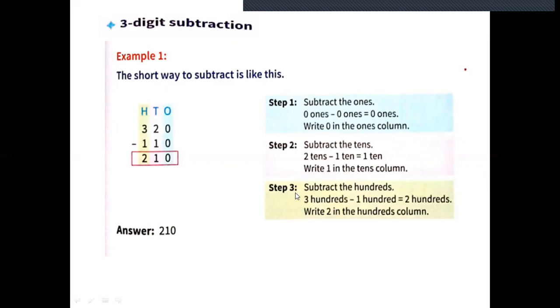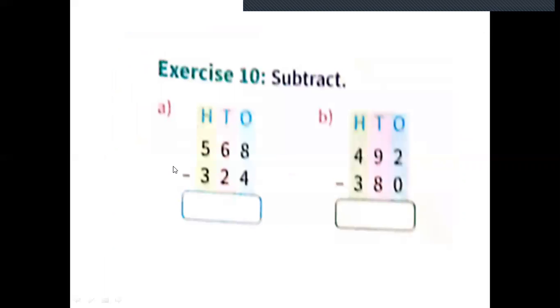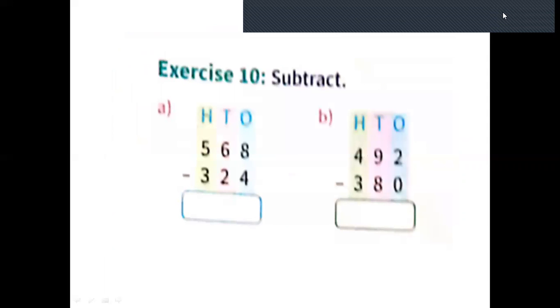Next, Step 3. Subtract the hundreds place. In hundreds place, what is there? 300 minus 100. How much? 3 minus 1? 3 in your mind, 1 on your finger. Before 3, 2. So 300 minus 100 is 200. So in hundreds place 2 is there. So we call it 200. So 320 minus 110 is equal to 210. We will solve some related sums now. Yes, see now exercise I will do.